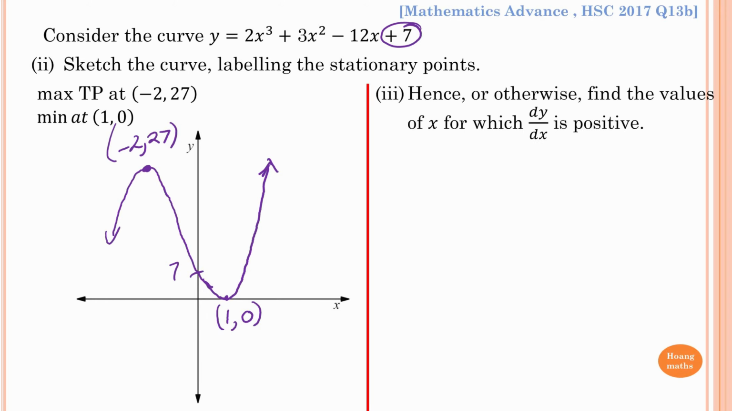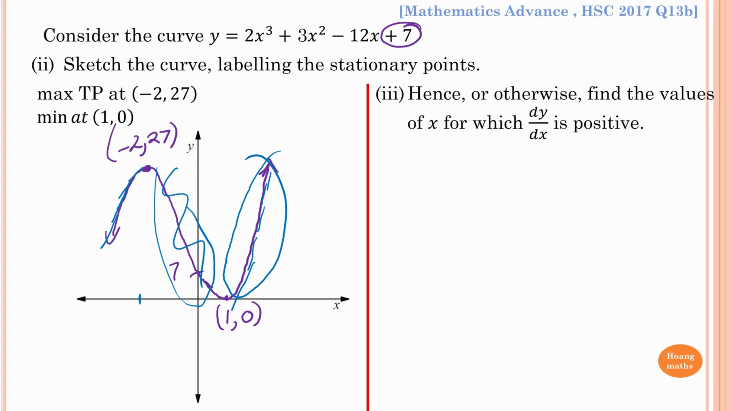Part 3. Hints or otherwise, find the values of x for which the gradient is positive. So the gradient positive is this onward, because if you draw a tangent, the line is going this way, so therefore it's positive. Same as this one is positive here. And this one here is negative, so we ignore that. That's not what we want.